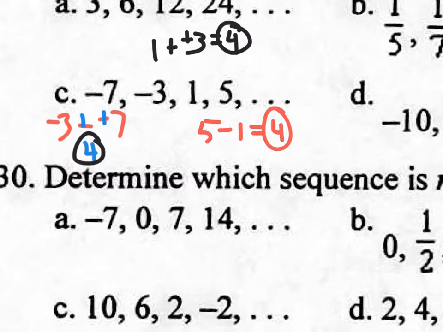So once again, how do you find that common difference that makes it an arithmetic sequence? You have to take a number and subtract the one right before it from it.